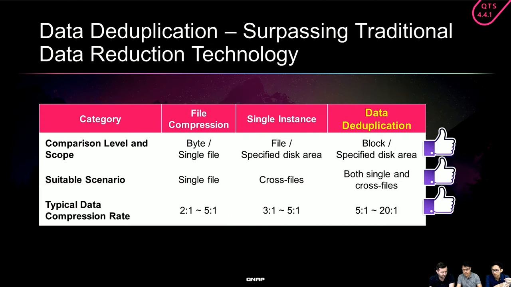So here we can see the comparison between the conventional compression technology and what we have done, data deduplication, QDD. We can compare the compression level and scope. In conventional file compression, the content is compressed by bytes, and it can only apply to a single file. The single instance method compresses at the file level, but it can apply to the whole specified disk area. It means if in the same disk you have two or three files with the same content, only one copy will be kept on your disk. So the typical data compression rate is higher than file compression, but it's not enough. So we have proposed data deduplication that compresses file content at block level and can also work across files, so it gets a much higher compression rate.